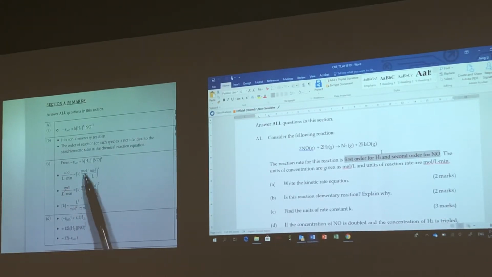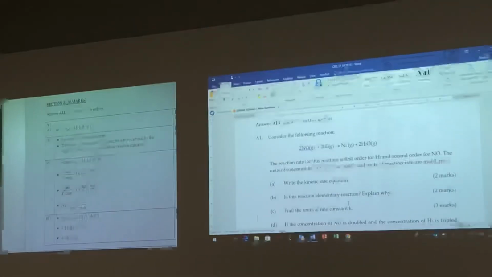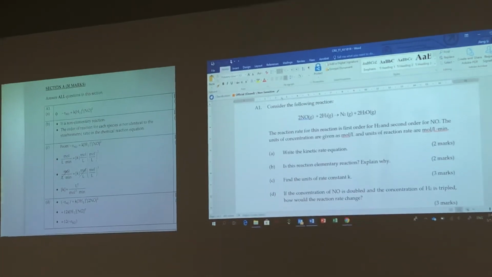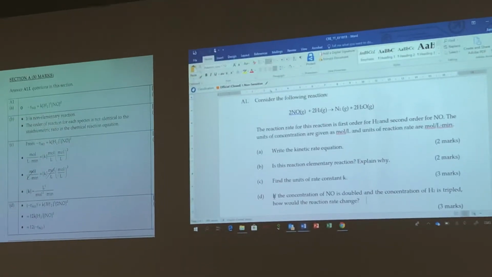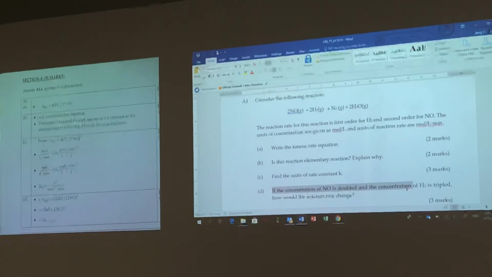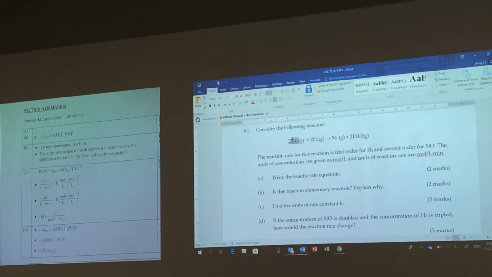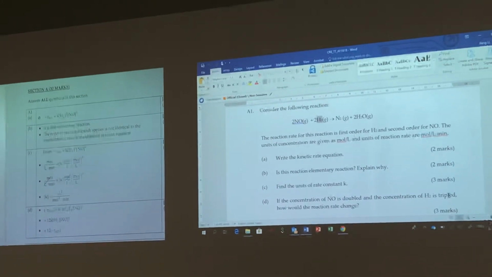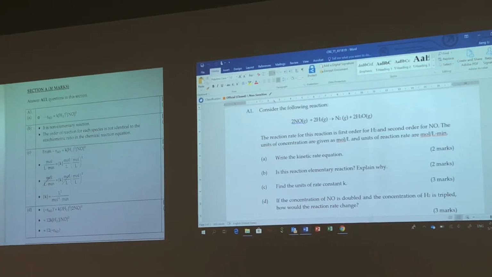And then how to find the units? I think this part is quite easy, very straightforward. To find the units of k. Then the last part. This one we never tested you before, right? Have you seen this type of question before? If the concentration of this reactant is doubled, but the concentration of the other one is tripled, how would the reaction rate change?